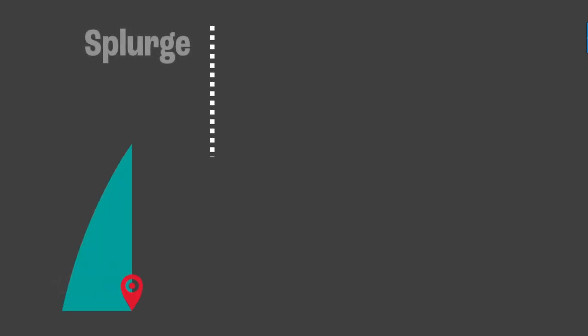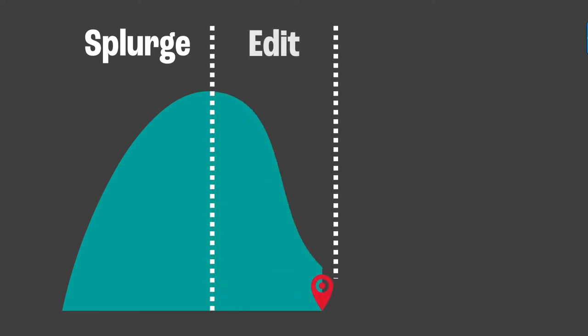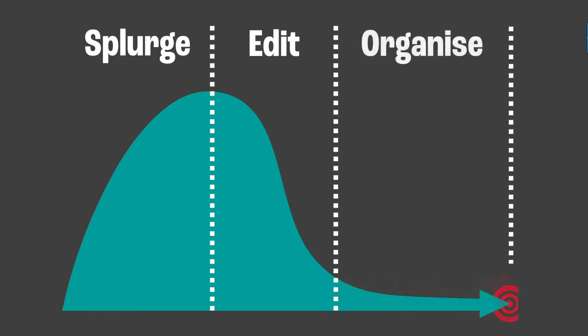We start off with this red locator pin indicating the beginning of the journey, and then we go through phase one, which is the splurge phase, where we get everything out. Then we go into the edit phase, where we trim everything down and make sure there are no wasted elements. And then there's the organize phase, where we work out the order and sequence of things in order to reach that destination point powerfully. So that's the job of this slide.